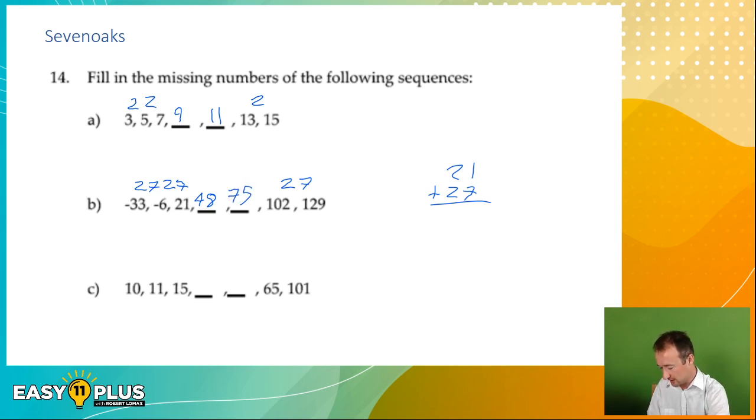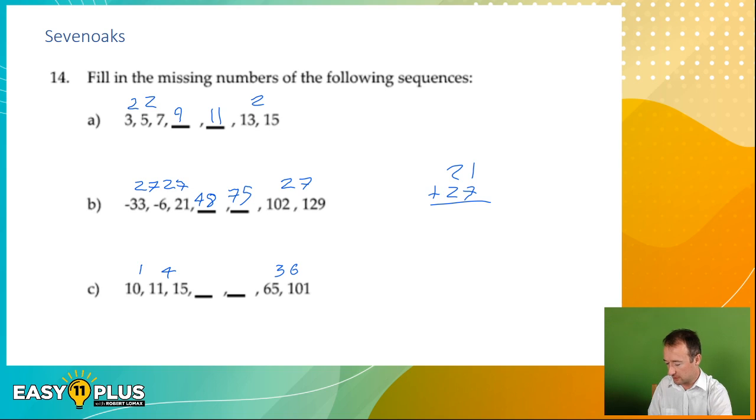Now, don't just stop there, let's check that it all matches up. 75 plus 7 is 82, plus 20 is 102. So that does take us all the way to 102, so it's correct. Okay, next: 11 to 15, 4, and 65 to 101, 36. How do I do that quickly? 65 to 71 is 6, and 71 to 101 is 30.